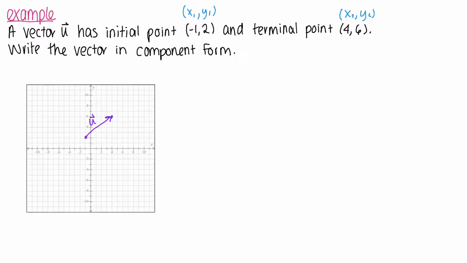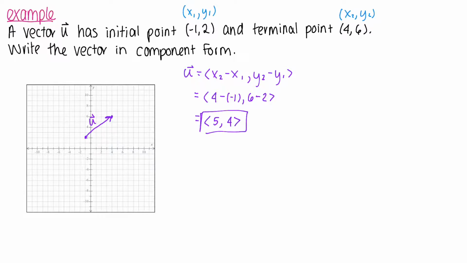Our formula says that our vector u should be equal to the difference in the x components, and then the difference in the y components. So x2 is 4, minus x1 is negative 1, comma, y2 is 6, minus y1, which is 2. 4 minus negative 1 is the same as 4 plus 1, which is 5. 6 minus 2 is 4. So the answer should be 5, 4.